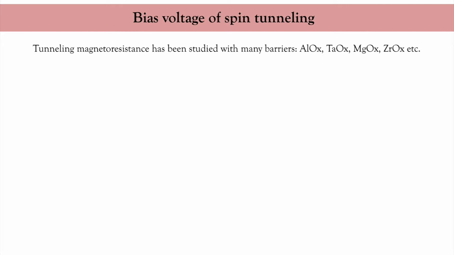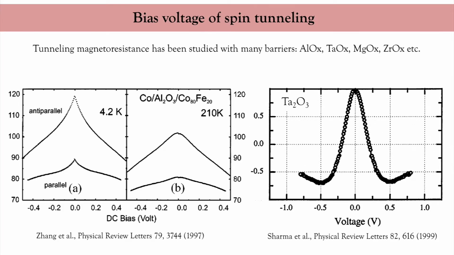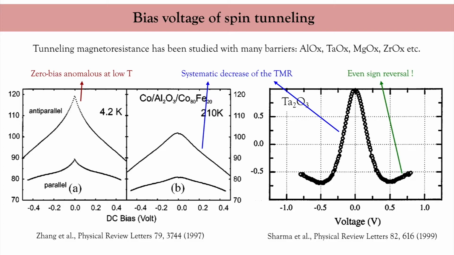Tunneling magnetoresistance, also called TMR, has been realized with many different tunnel barriers, such as aluminum oxide, magnesium oxide, tantalum oxide, zirconium oxide, and so on. All these devices show common behavior. The TMR decreases upon increasing the bias voltage. It can even show a sign reversal for strong enough bias, and at low temperature, you can get this steep drop of resistance, called the zero bias anomaly. How can we understand that?